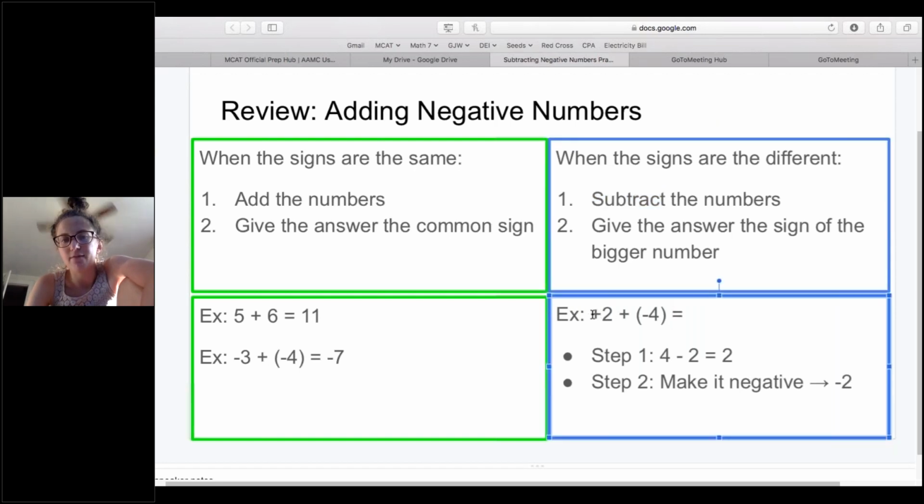For example, in this problem, we have +2 plus -4. My signs are different. This one's positive and this one's negative. So I have to find their difference. In other words, I'm going to pretend both numbers are positive and subtract them. 4 minus 2 is 2. And then I'll make it negative because my bigger number is negative. This is true any time you add positive and negative numbers, which means anytime you subtract positive and negative numbers, you can turn it into an addition problem, which means you can use these two rules and keep change to solve any problem.